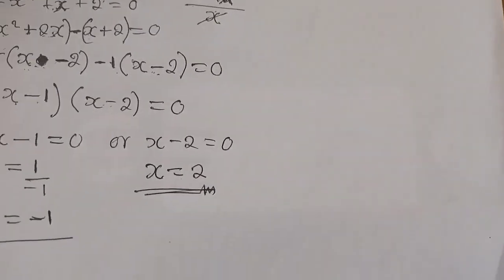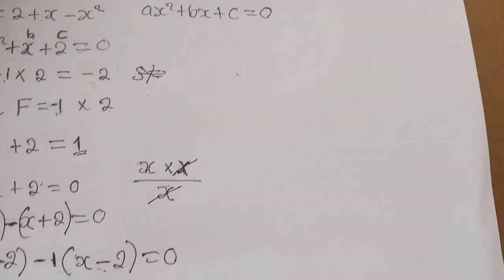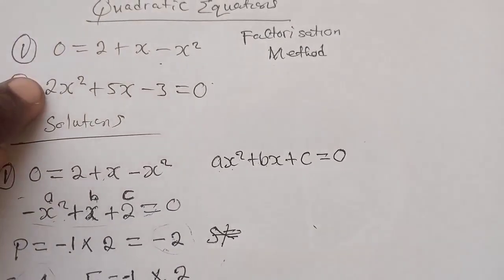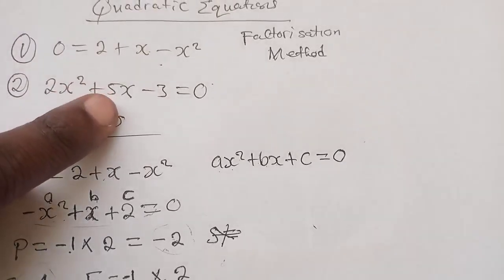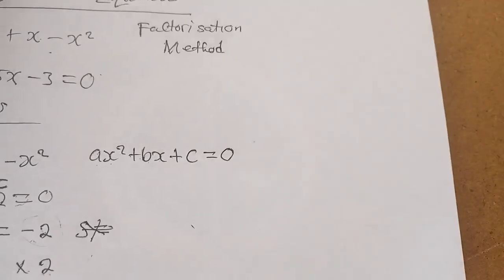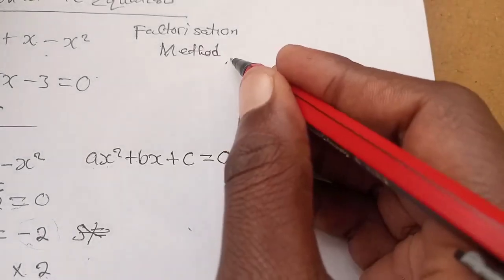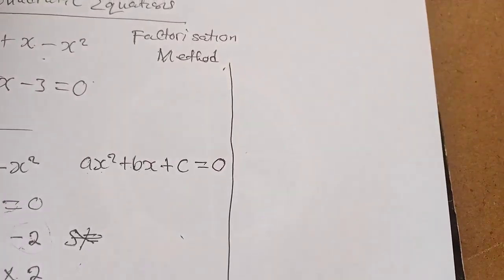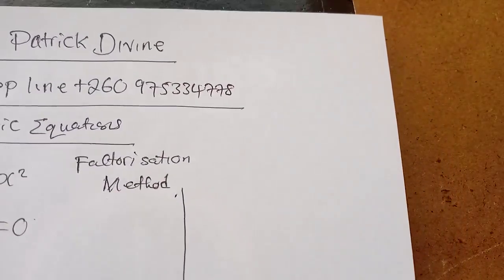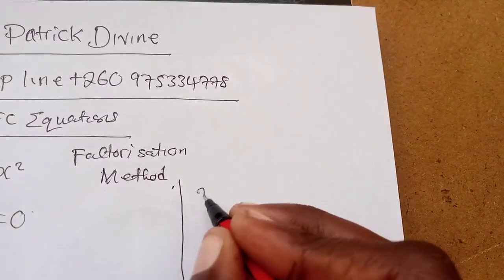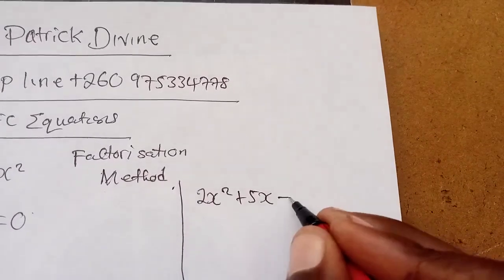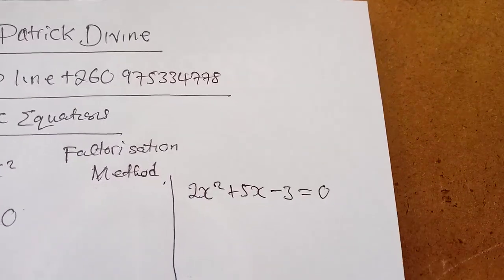So let's solve question 2. Our question 2 is saying 2x squared plus 5x minus 3 is equal to 0. So solve it from this part: 2x squared plus 5x minus 3 is equal to 0, like that.